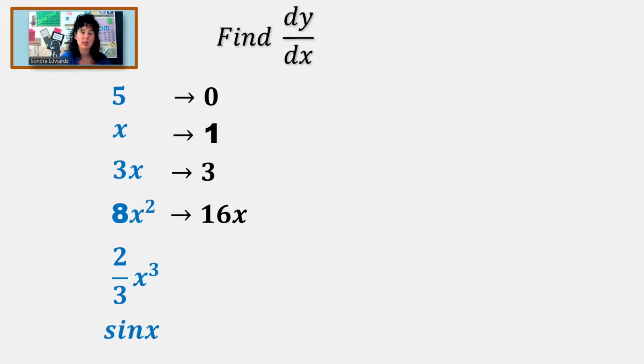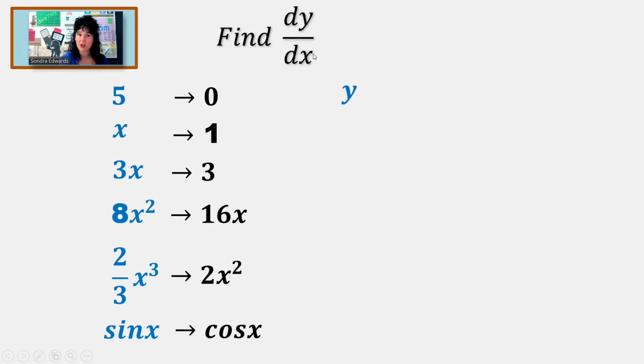The 3's cancel and we get 2. Subtract 1 off the exponent. We get 2x squared. We have memorized trig derivatives, and the derivative of sine x is cosine x. Okay, next, what if our variable is not an x?